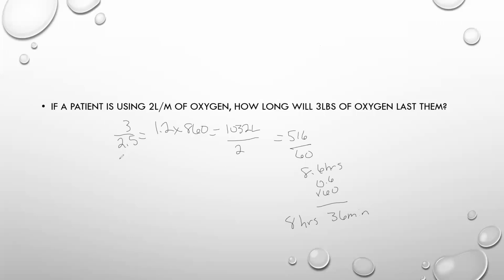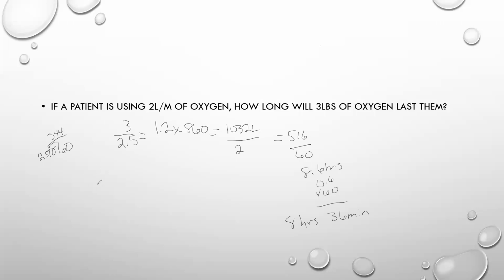You can also figure this out, because you're looking at 860 liters and 2.5 pounds, so if you were to figure out 860 divided by 2.5, you're going to find that comes up to 344, which would be your number of conversion from liquid oxygen to gaseous oxygen.